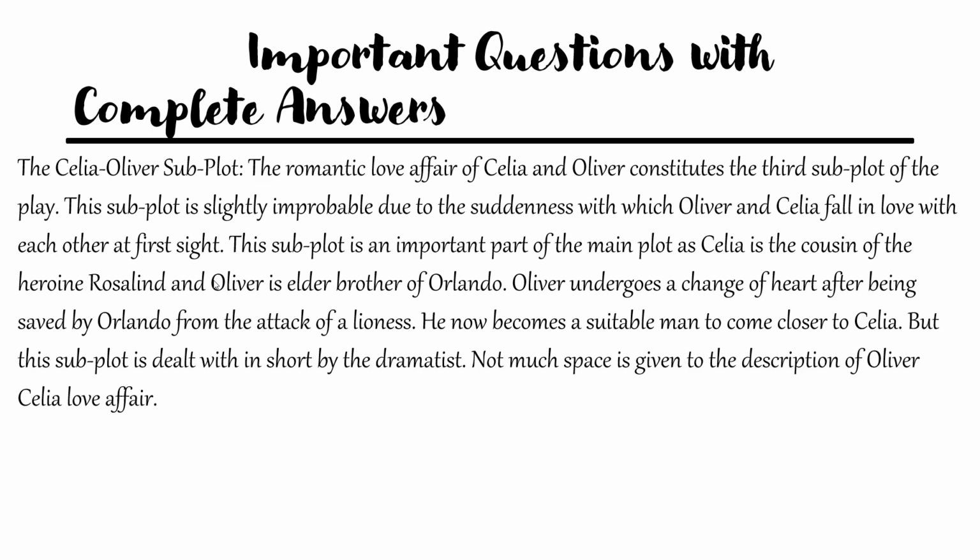So the entire outline of question number 2 is made, the Celia Oliver subplot. Talking about all the subplots, the outline for question number 2 is made. So you don't need to make any other outline for these. You just need to mark it in capital letters and underline it.